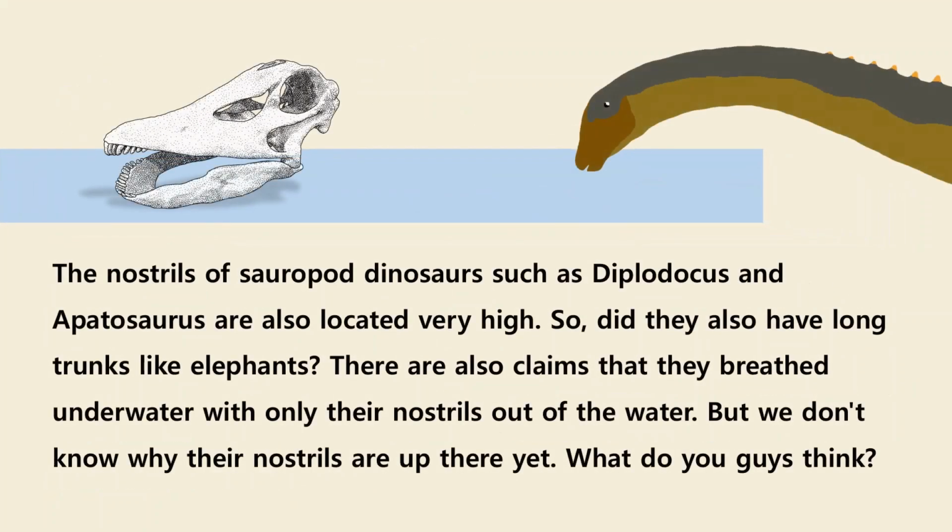The nostrils of sauropod dinosaurs such as Diplodocus and Apatosaurus are also located very high. So, did they also have long trunks like elephants? There are also claims that they breathed underwater with only their nostrils out of the water. But we don't know why their nostrils are up there yet. What do you guys think?